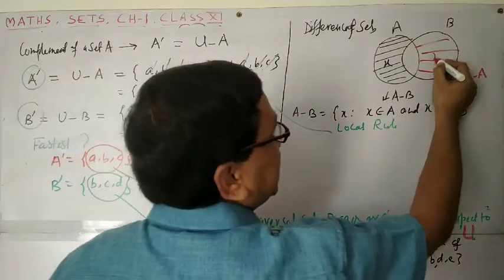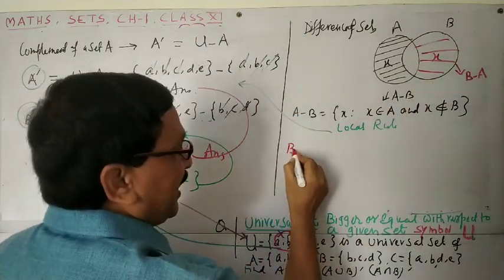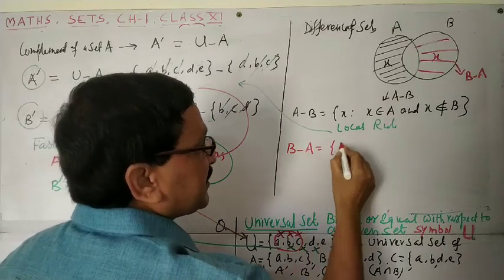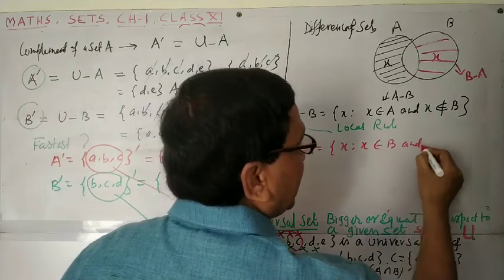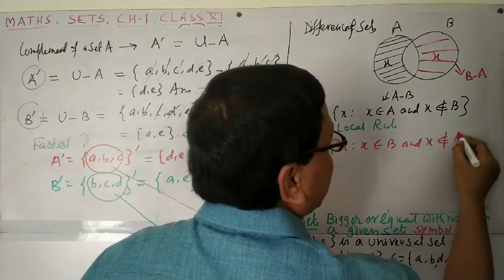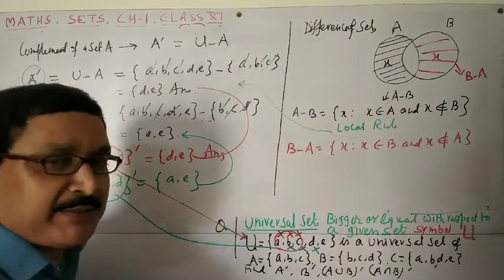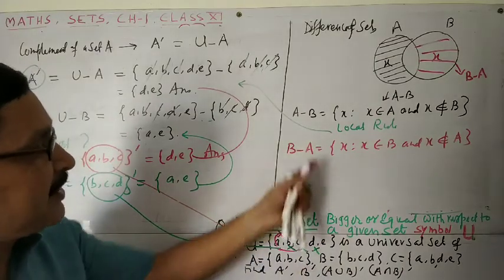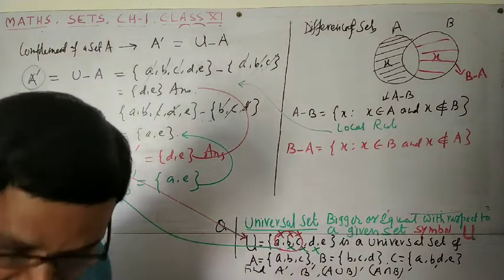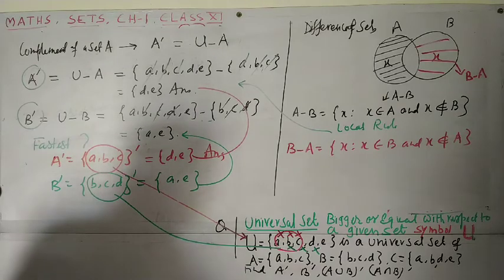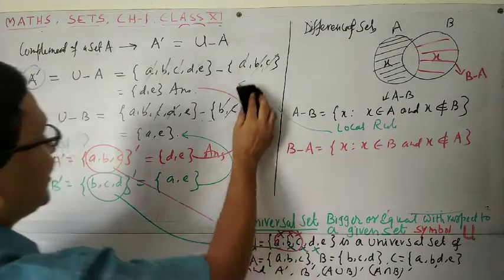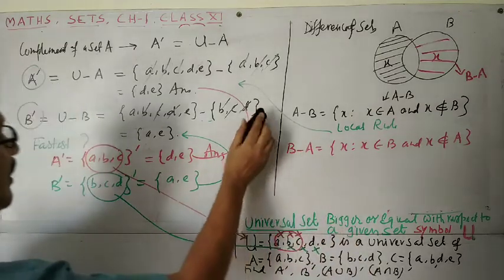So if x is here, then B minus A is defined as the set of x such that x belongs to B and x does not belong to A. Now this is the mathematical definition. These differences of sets have been deleted from the syllabus. No need to put more stress unnecessarily. Now moving towards another problem. There are many problems written on the board.